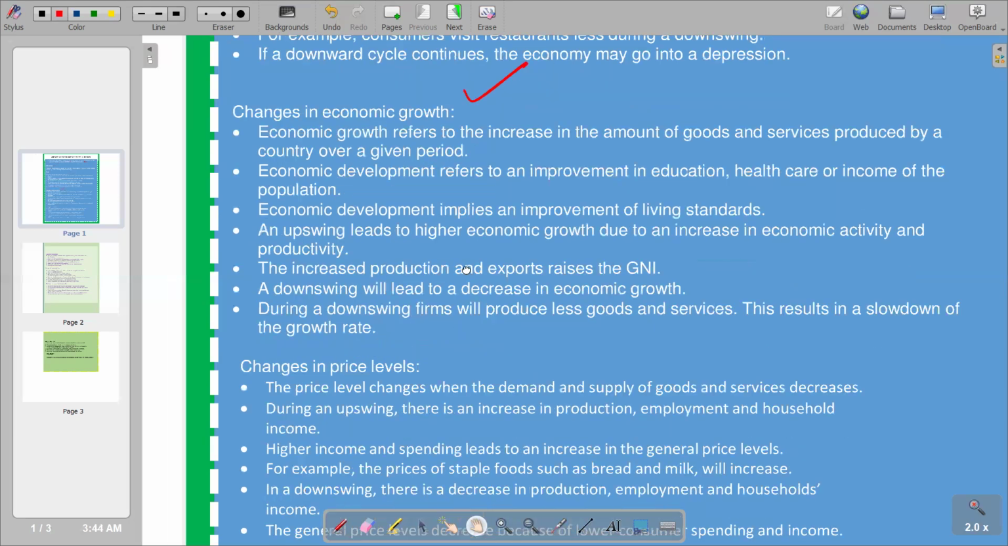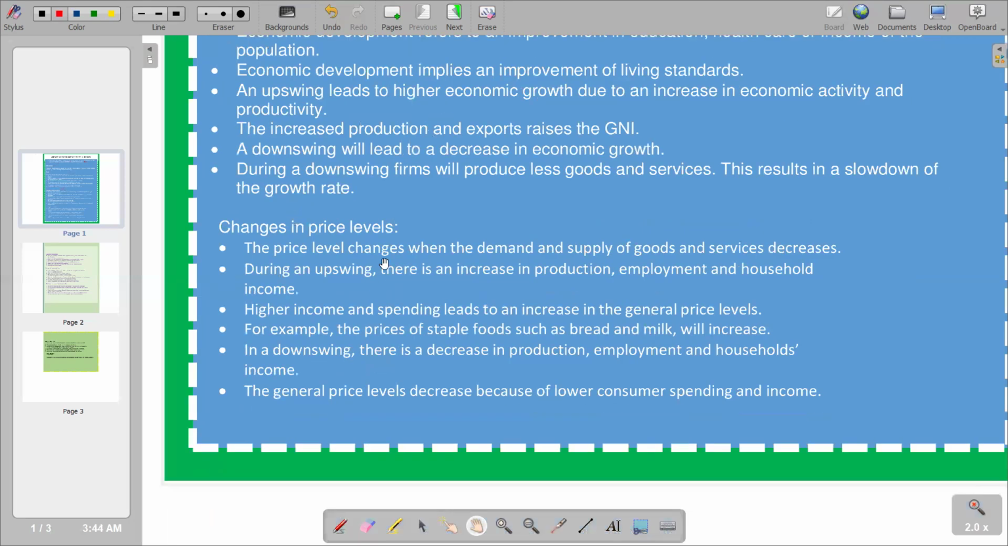Then on the next point, we have changes in price levels. How are economic fluctuations going to affect the price levels in the country? So the first point is saying the price level changes when the demand and supply of goods and services change. When you're having a decrease in demand, what effect does it have on the price levels? Obviously, the economic fluctuations are going to affect the demand.